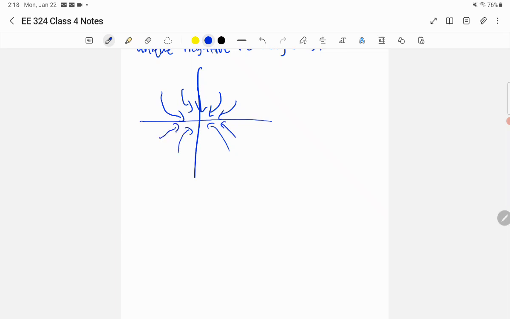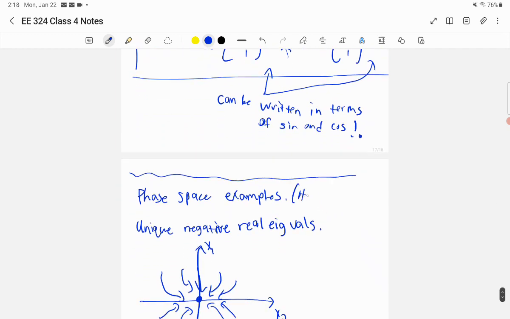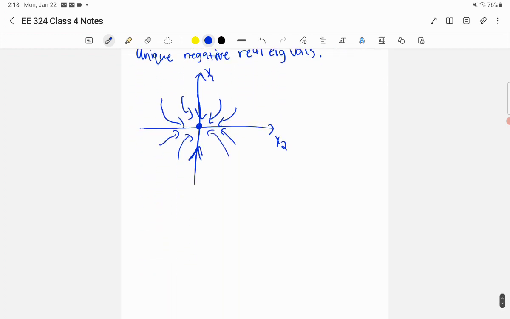Where no matter where you start in the phase plane, no matter where you start for x1, we could have this as x1 and x2. No matter where you start, you end up at 0, 0. Okay? This is for homogeneous systems. Okay, so this would be an example when you have unique negative real eigenvalues.